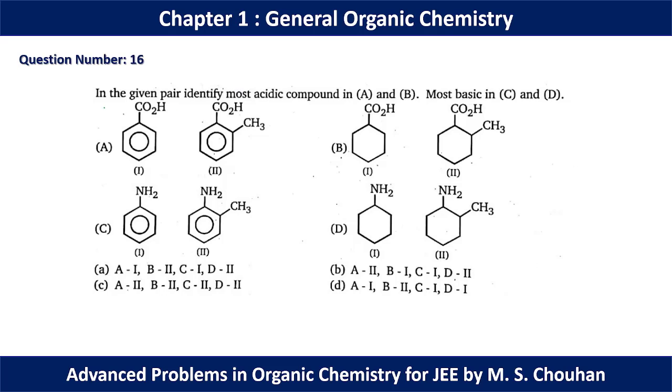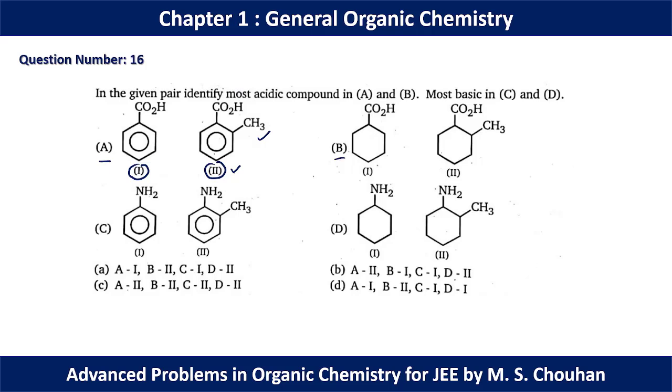In question number 16, in the given pair, identify the most acidic compound between A and B and the most basic between C and D. If we compare the first and second molecule, in the second molecule we have the ortho effect, and as we know, in the presence of the ortho effect, a benzoic acid will have increased acidity. So for molecule A, the second one is more acidic.